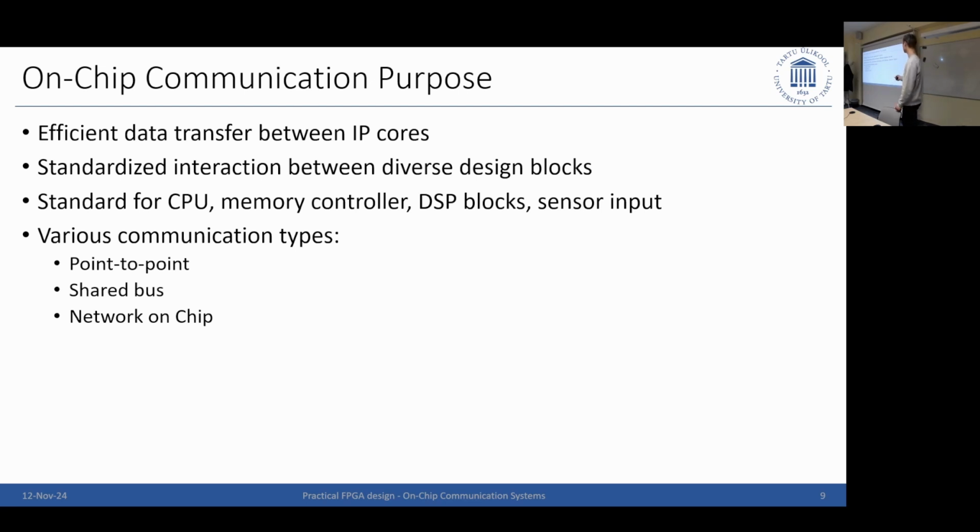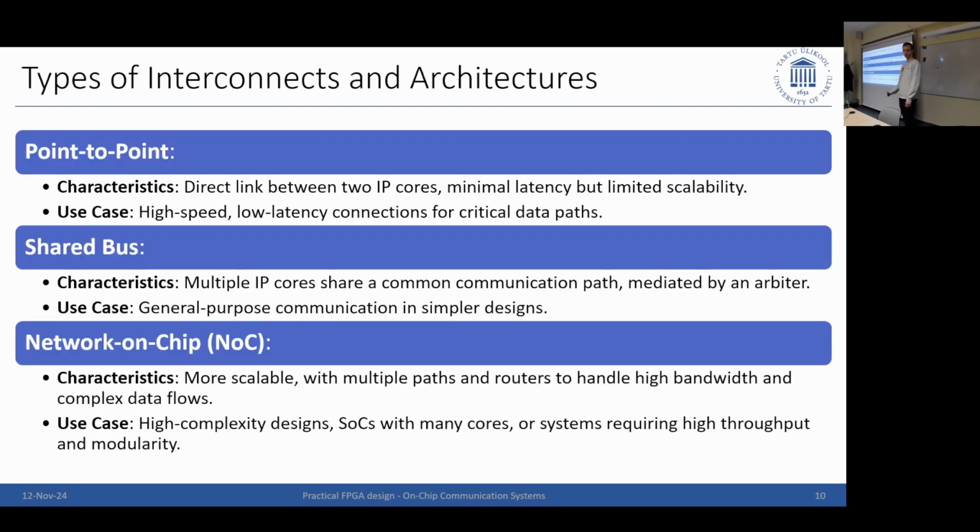Then we have various communication types: of course point-to-point, a shared bus like I showed before, and then there's a network on chip, where we have an entire bus system network of different points, like a small web essentially.